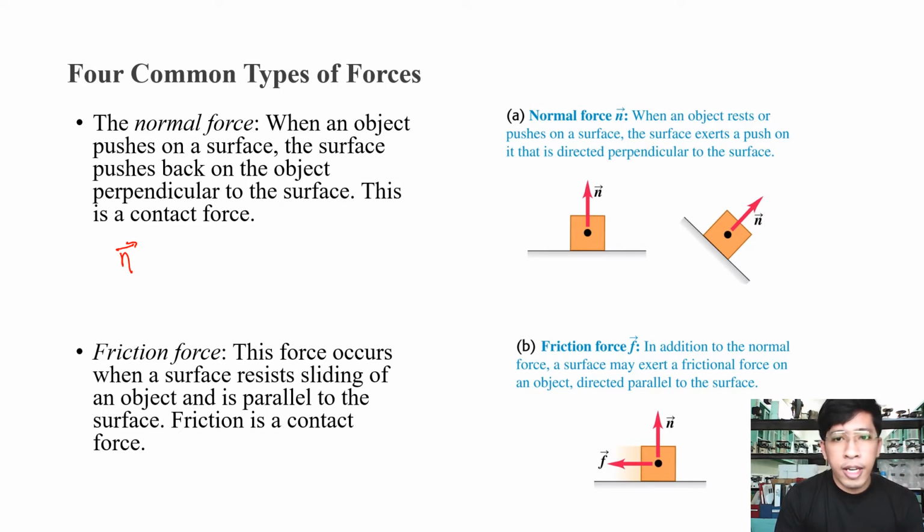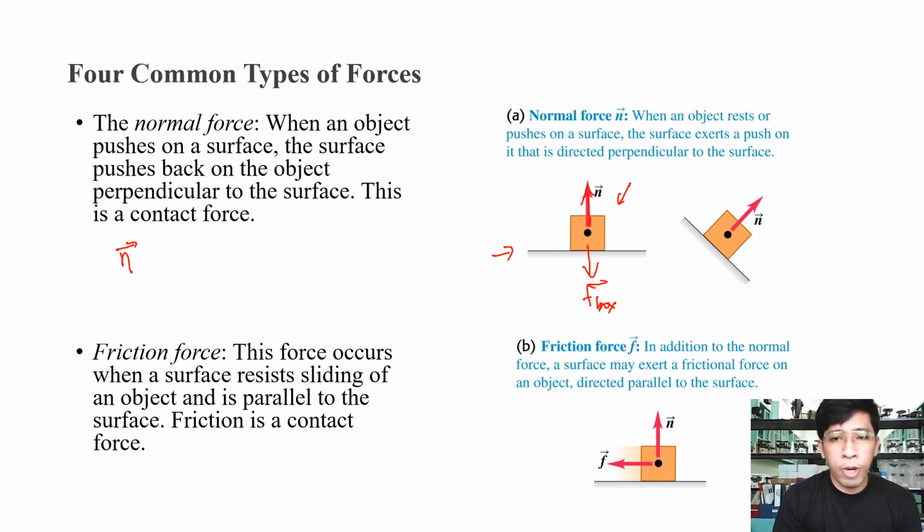So consider this figure here. You have here your surface, and we have, say for example, a box on the surface. Now, this object actually applies a force downwards. So you have this force by the box. Now, the surface also pushes the box upward. So you have this force N, and this force is what you call the normal force.